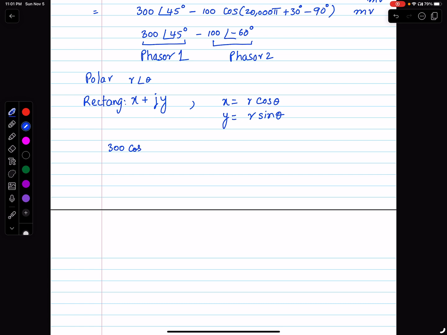So 300 cosine 45 degrees plus j, let me not forget that, j 300 sine 45 degrees. That's that guy. Minus, now I still have to take care of this, right? I'm going to write that as, I can factor out negative 100. So negative 100 is factored out.